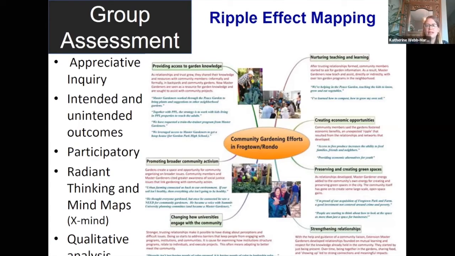Ripple effect mapping takes an appreciative inquiry approach, asking positively framed questions, such as, if you're mapping for outcomes, what difference has this program made for you? You can identify the intended outcomes, but sometimes unintended outcomes come up too. Then you can see here, the responses were qualitatively analyzed to come up with themes. Some of the comments in these different colors indicated outcomes around creating economic opportunities, and outcomes around preserving and creating green spaces.